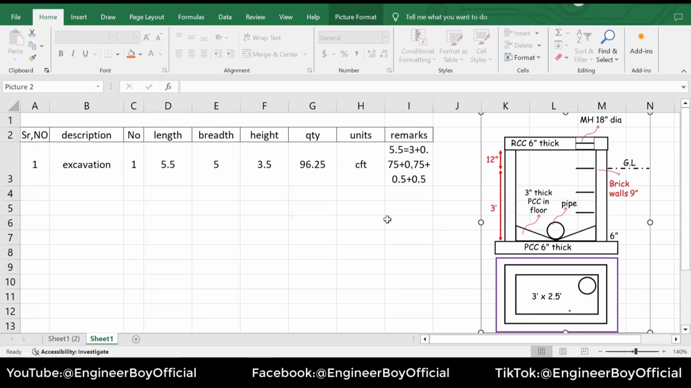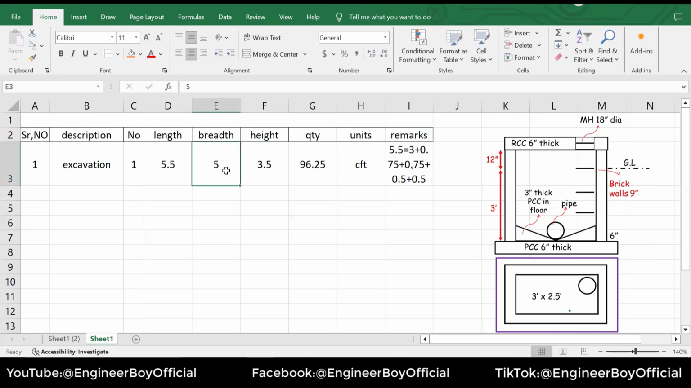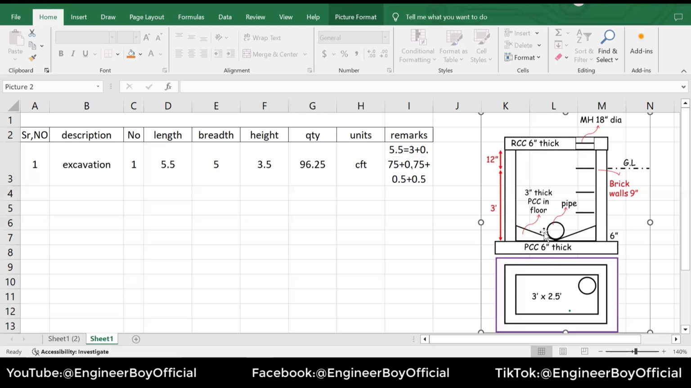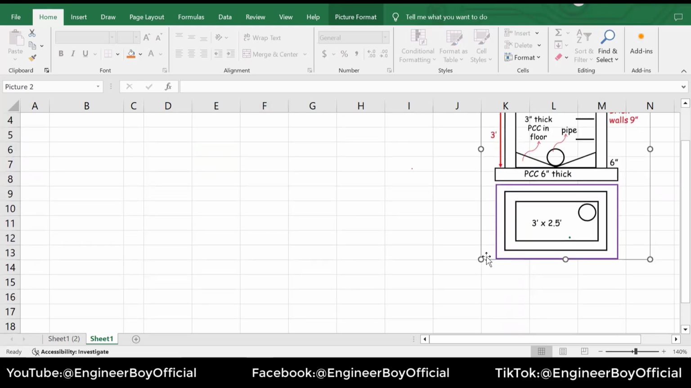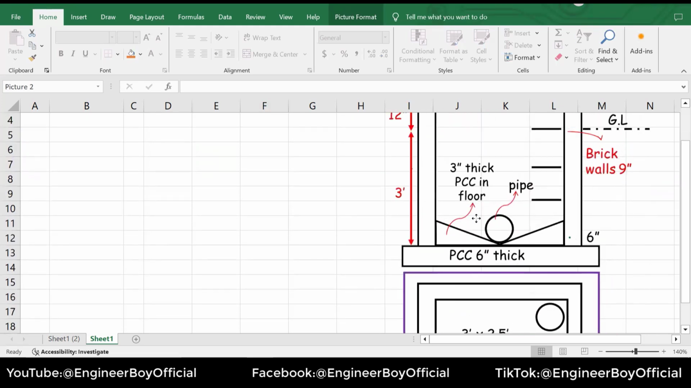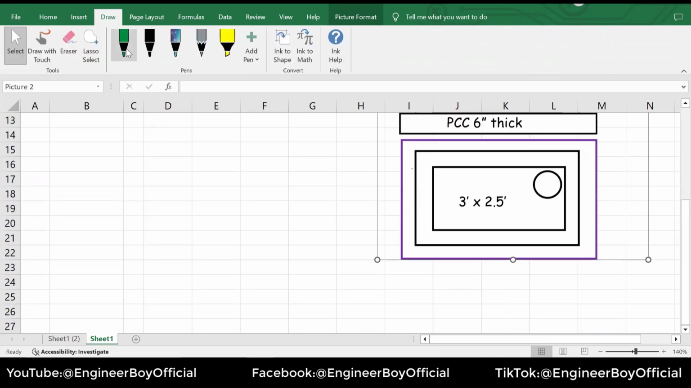Correct, yes, sir. Yeah, 5? Yes, sir. Okay, let me just make it a little bit bigger so you guys can see it. Okay, as you can see, we have actually 2.5, which is actually the breadth or maybe the width, जो कि चौड़ाई है.